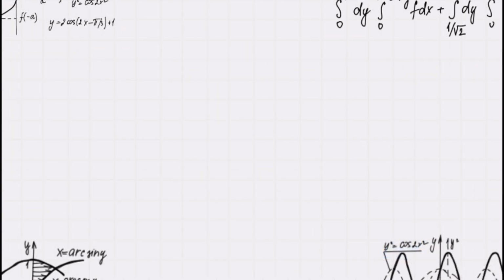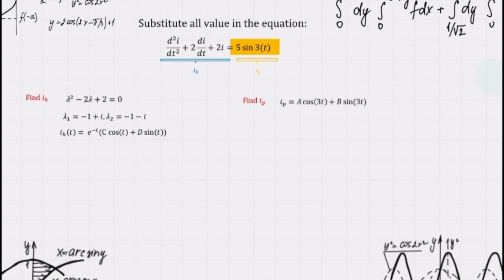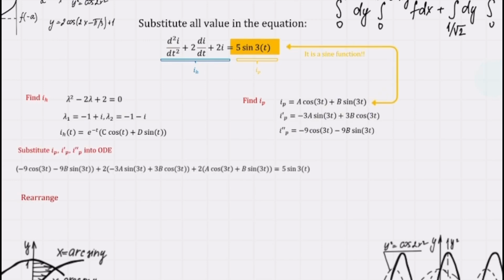Firstly, we substitute all the values and then find out the IH and IP, where we obtain a complex number form for IH and a trigonometric form for IP. Next, we substitute IP and its derivatives back into the equation, then rearrange properly.